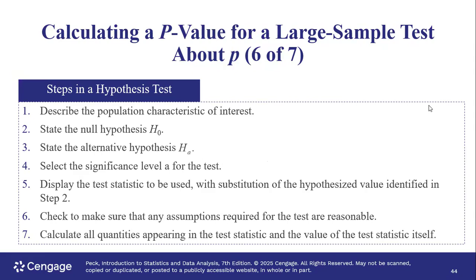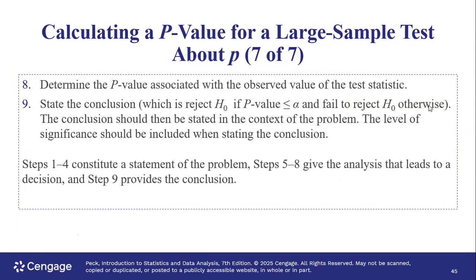This is where you calculate the test statistic Z. In our case, we compare the sample proportion to the hypothesized value in the null hypothesis: p hat minus p0 on the top, divided by the standard error, or standard deviation of the sampling distribution, assuming p0, the value in the null hypothesis, to be true. Check to make sure the assumptions required for the test are reasonable. Calculate all quantities appearing in the test statistic and the value of the test statistic itself.